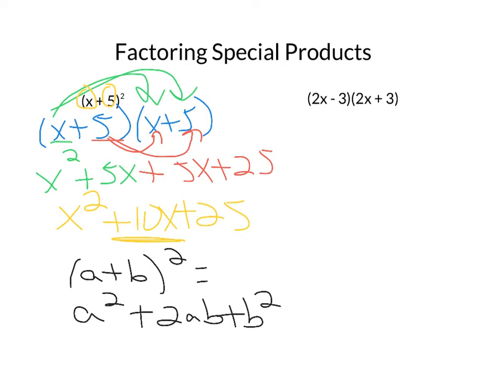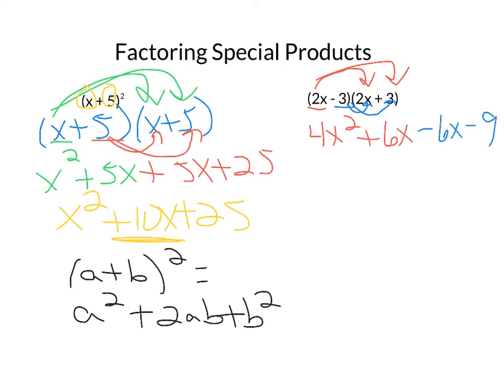Looking at our second example, the two binomials are almost exactly the same. I have the quantity of 2x minus 3 times the quantity of 2x plus 3. Let's use our double distributive property to multiply these out and see what pattern we get. If I distribute through the 2x to the second set of parentheses, 2x times 2x is 4x squared, and 2x times 3 is 6x. Then if I take my second term, negative 3, and distribute it through the second set of parentheses, I get negative 6x minus 9.